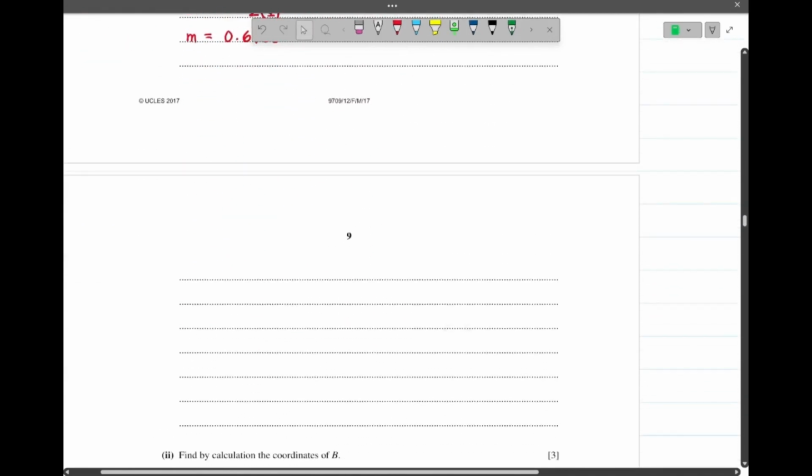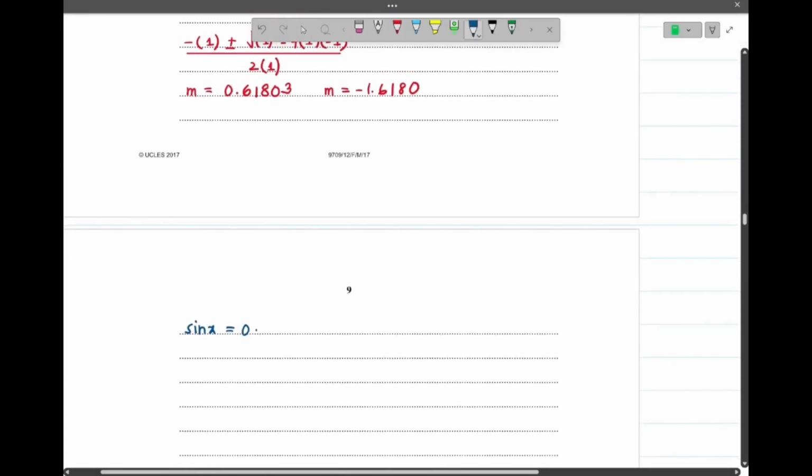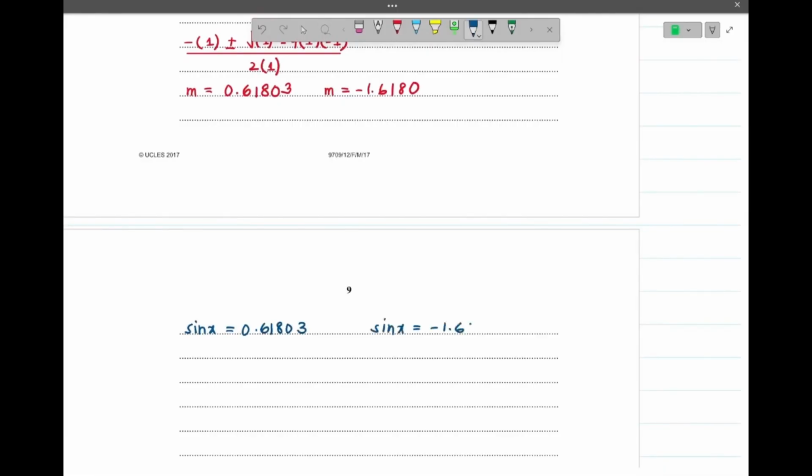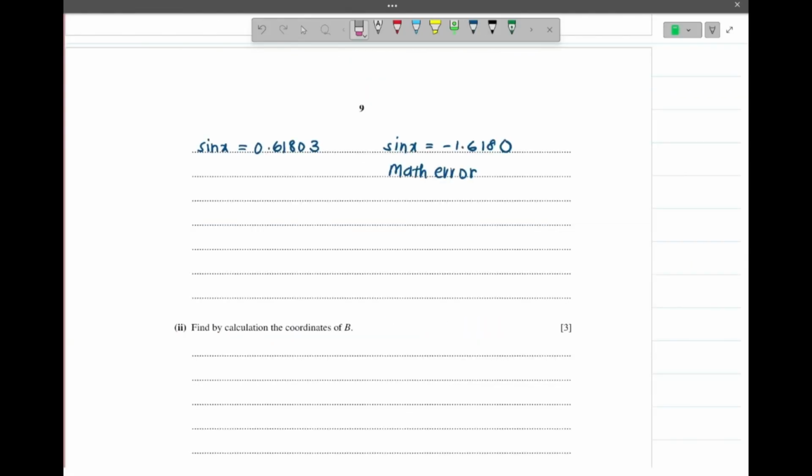Next, I can write down what m originally was. It was sine x. That's equal to 0.61803, and sine x equals negative 1.6180. If I just take the inverse of this, x is going to come out to be 0.666 to three significant figures. And make sure that you're still dealing with this question in radians because you're doing trigonometry.